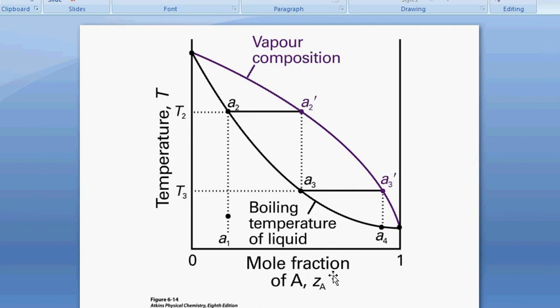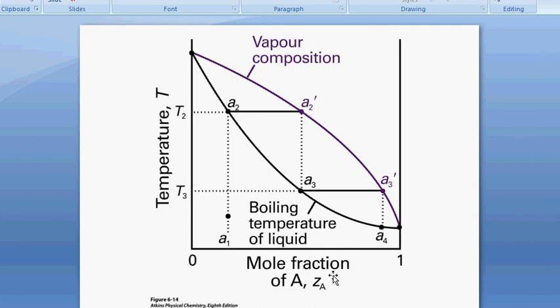But here, let's start with some point over here, A1. 1 is a good point to start, always. So I am in the liquid phase over here. I increase the temperature, go all the way to A2. Right. At A2, the composition of the vapor is somewhat like that, A2 prime, right? I take this vapor.